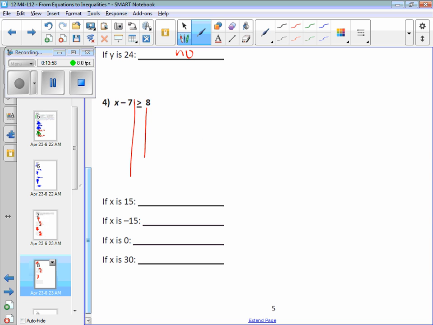What do I have to do to both sides? All right. Correct. x can be greater than or equal to 15. Can it equal 15? So you got to put yes for that. Negative 15 is definitely a no. So is 0. But 30 is a yes. Any questions on that?